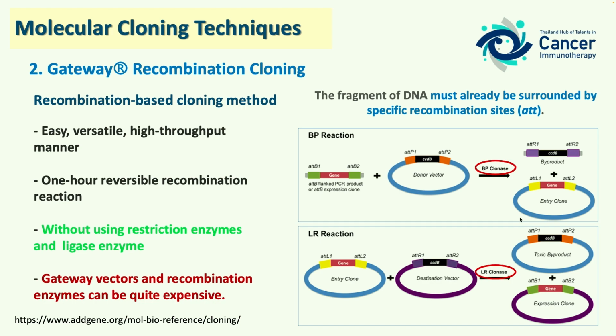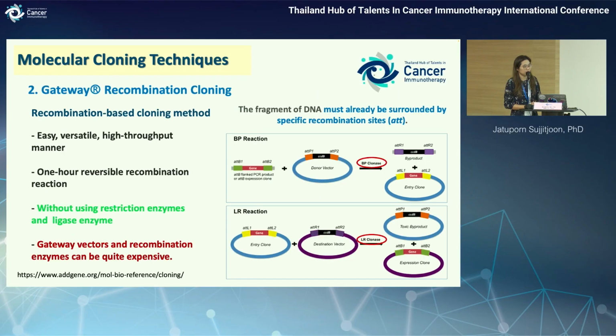Here is another technique, and I will briefly explain the Gateway cloning strategy. It is very easy and versatile in a high-throughput manner. This technique uses special recombination sites flanking the gene of interest and requires two reactions for Gateway cloning.